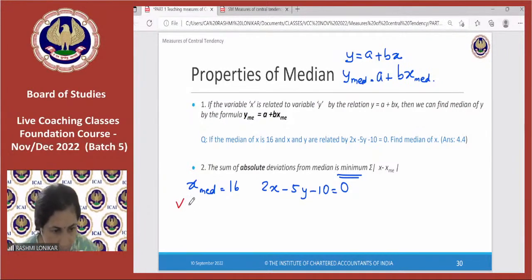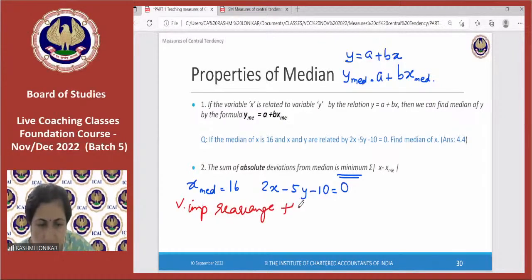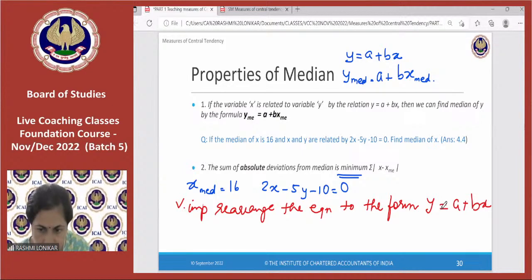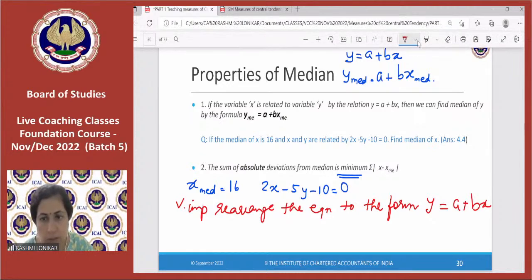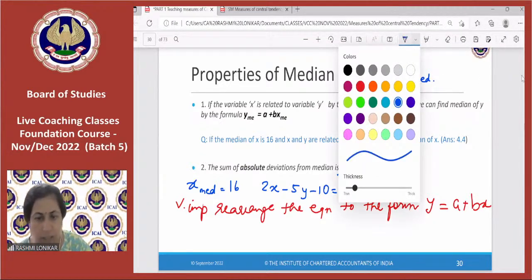Now, very important is that you have to rearrange the equation to the form y is equal to a plus bx. That is the most important thing. Sometimes we forget doing that, and then we get an incorrect answer.